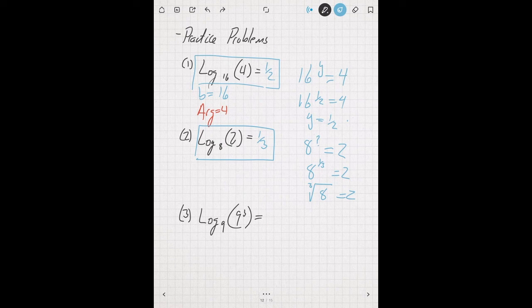Now let's take a look at this example. The base is 9, and I need to raise it to some unknown exponent to get the argument of 9 cubed. Oh gee, I wonder what I need to raise the exponent as. Well, hopefully you're saying 9 to what power is 9 to the 3rd power? That's just 9 to the 3rd. So we'll get a 3 here.